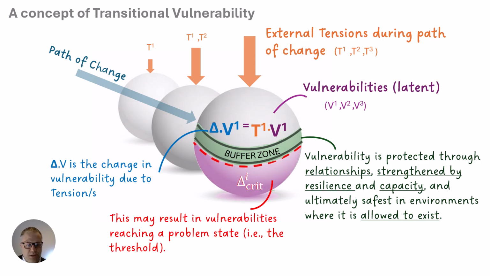So in a nutshell, we are looking at vulnerabilities that are latent, that can be changed or disrupted due to tensions and pressures. There's a path which these organisms go through, which is the transition space. There's a formula which explains that there is a change in the vulnerability due to all of these tensions, and sometimes it can be pushed too far into a critical space, but we try to build a buffer zone of resilience through relationships, through capacity.